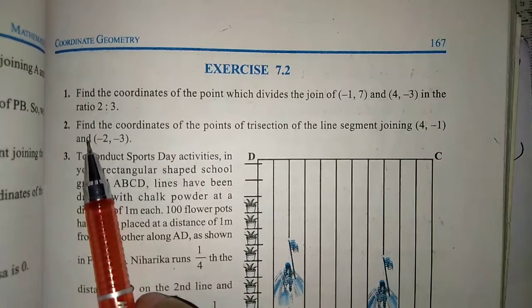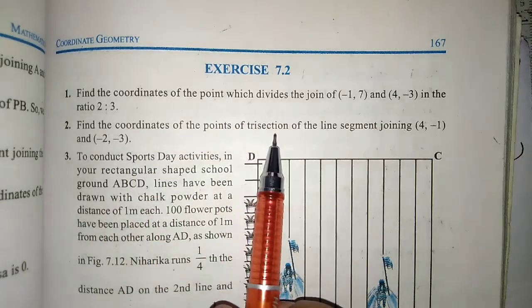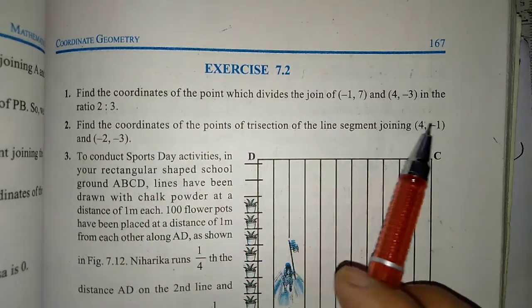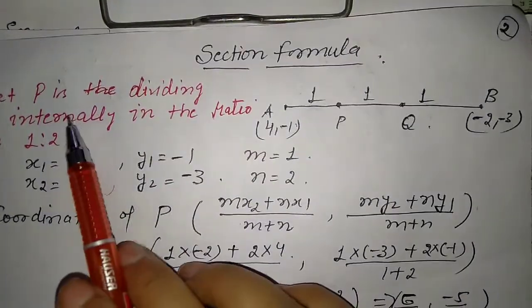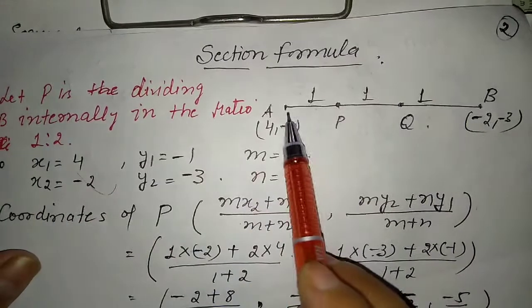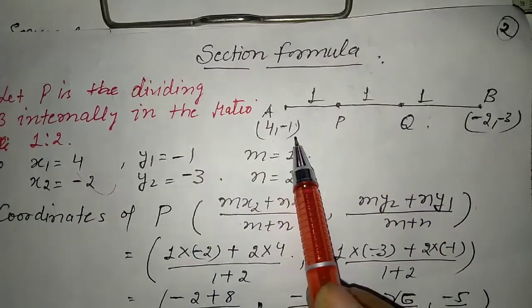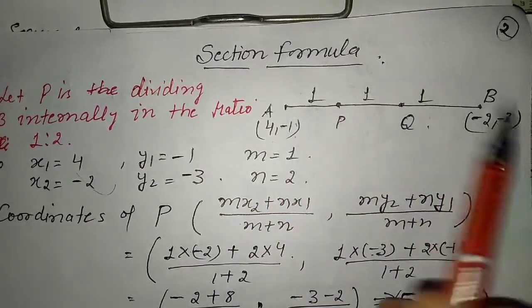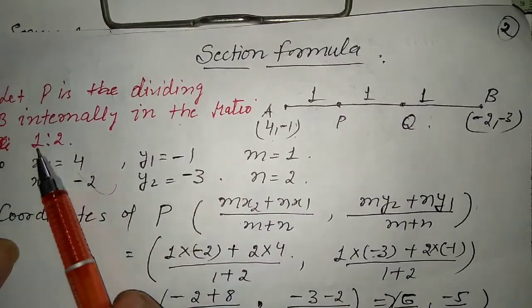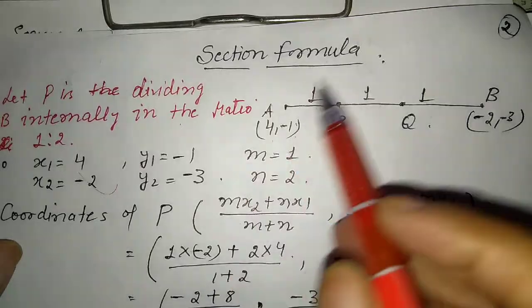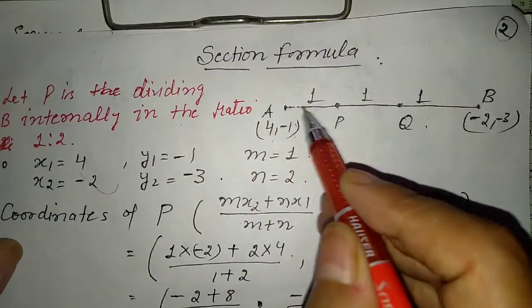Now question number 2. Find the coordinates of the points of trisection of the line segment joining 4, -1 and -2, -3. The important word here is trisection. Let P divide AB. This is AB, the coordinates of A are 4, -1, and of B are -2, -3. Let P divide AB internally in the ratio 1:2. Trisection means 3 parts.